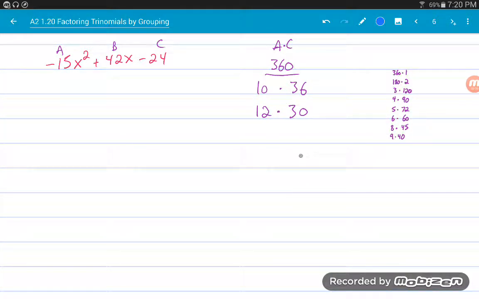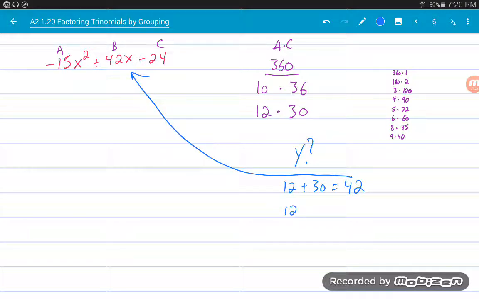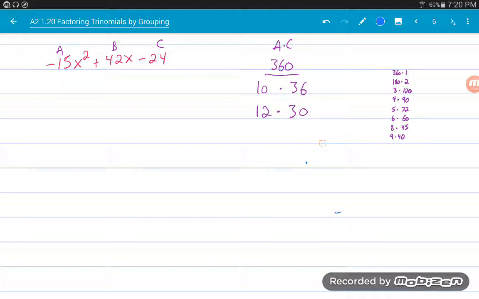You might be asking, why? Because 12 plus 30 is equal to 42, which is that number, and 12 times 30 equals 360, which is that number. Okay, so 12 and 30 are our magic numbers. They're both going to be positive, positive 12, positive 30, because they have to multiply to positive 360.